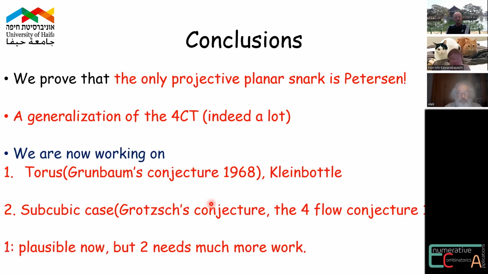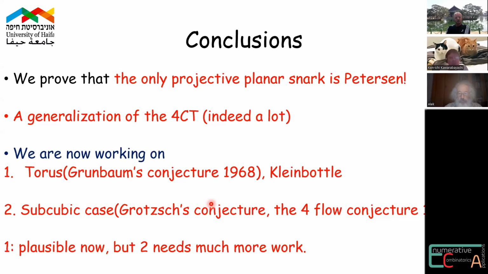That's a generalization of the four color theorem, and you need a lot. We do need a lot of computation power. Now we work on something else. In fact, because we know that we still have enough computation power, we feel that we should push further. An obvious target is actually the torus. It was actually a conjecture by Grünbaum, 1968, and the Klein bottle.